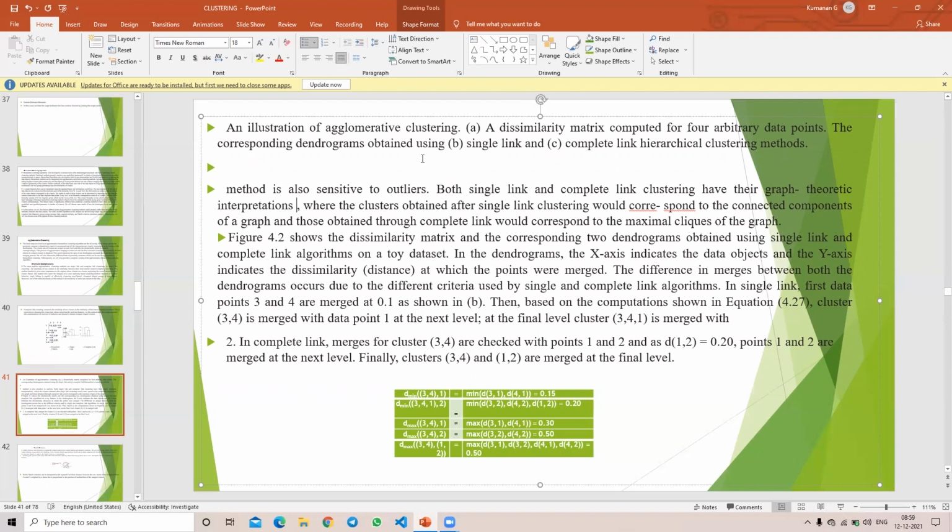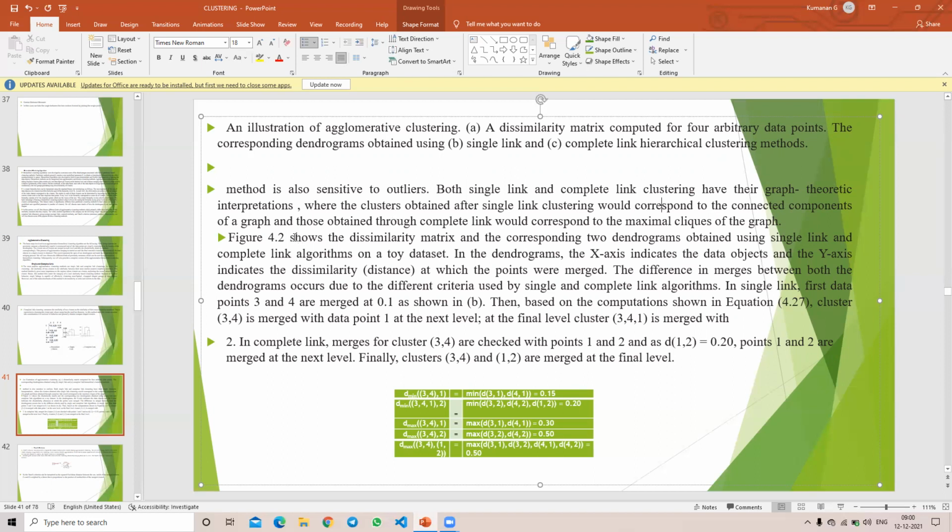Both single link and complete link clustering have their graph theoretic interpretation, where the clusters obtained after single link clustering would correspond to the connected components of a graph, and those obtained through complete link would correspond to the maximal cliques of the graph.